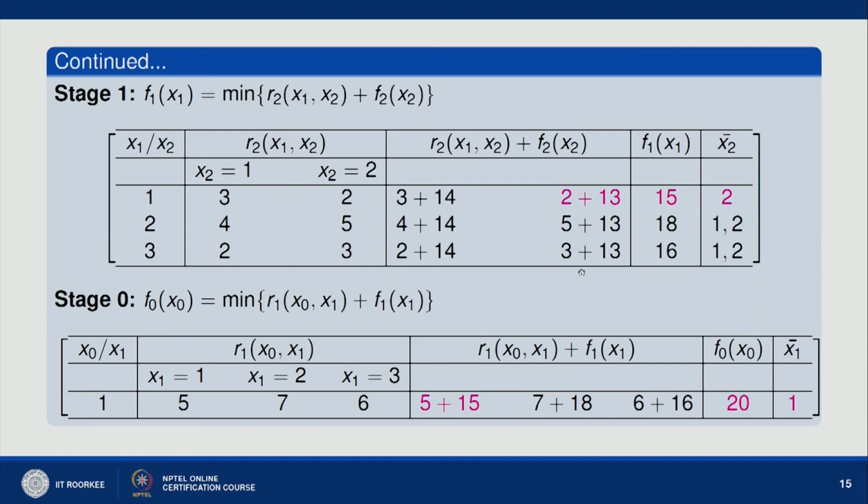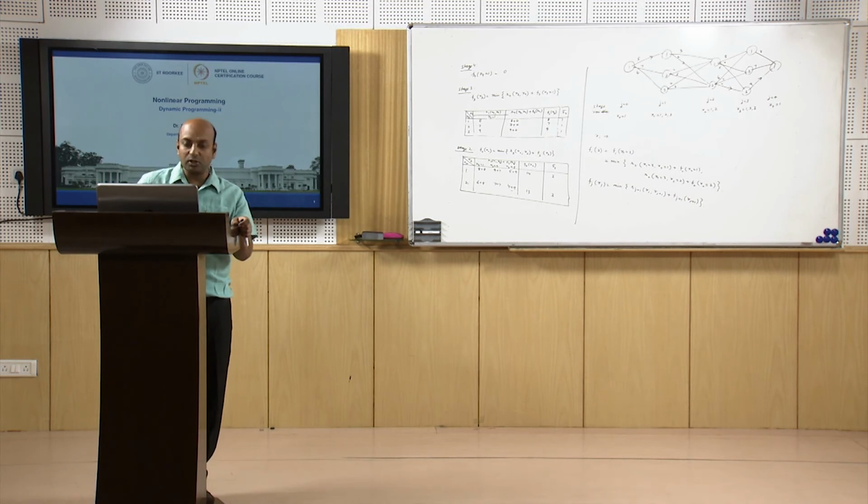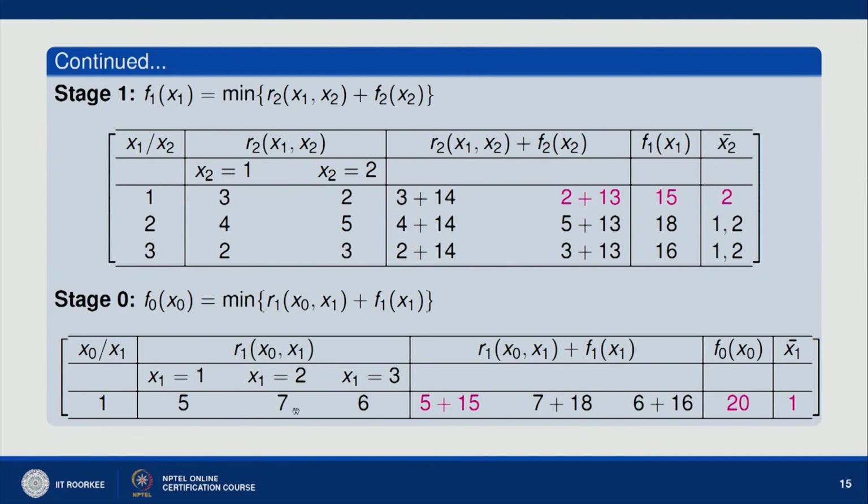Now the last and the final stage is stage 0. Stage 0 is f0(x0), which is the minimum of this plus this. Here x0 is only one variable, x0 equal to 1, and x1 is 1, 2 and 3. The lengths are 5, 7 and 6, as shown in the picture also.